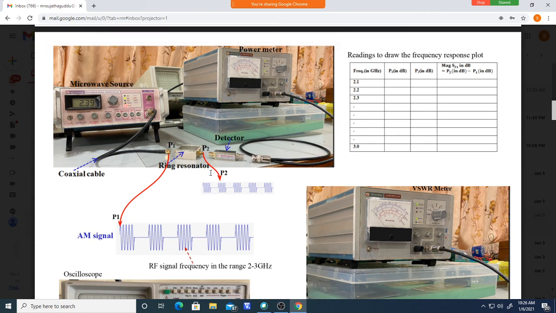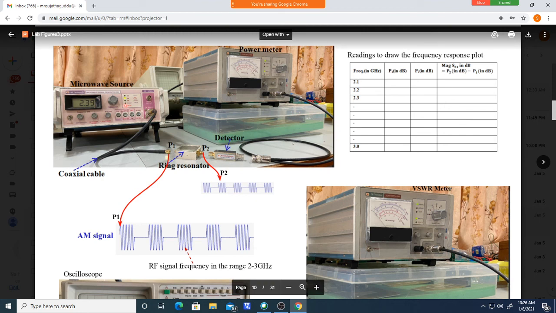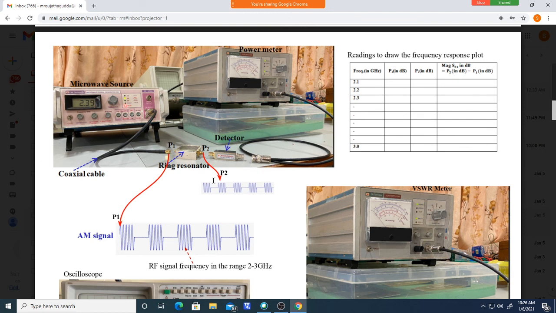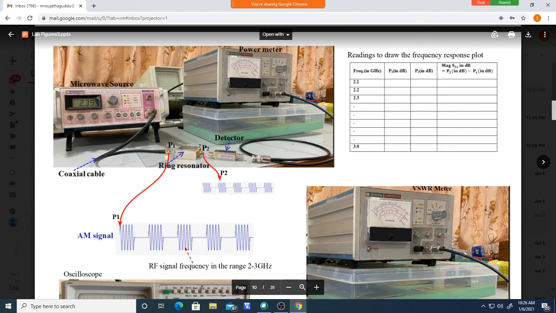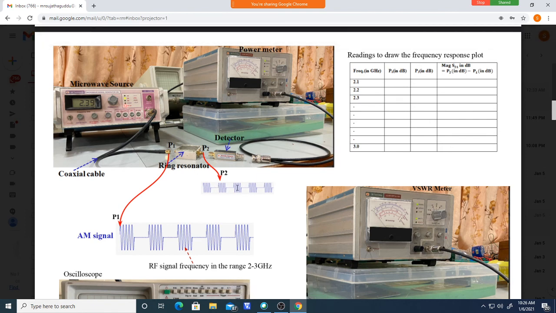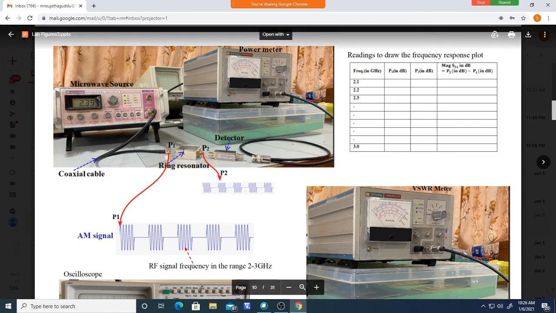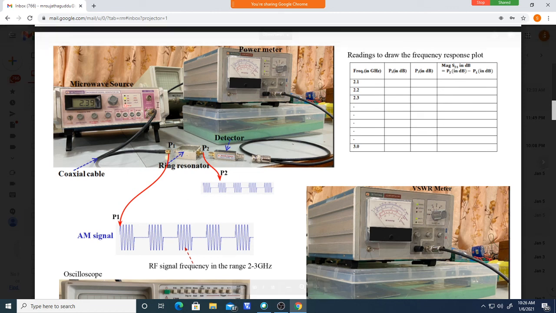P2 means after passing through again you will be getting this waveform only, but you should demodulate that before giving it to the power measuring equipment, this VSWR meter. Our signal passing through this device is a high frequency signal like this. So this signal passes through, and based on the frequency, resonant frequency or other frequencies, the output will change.